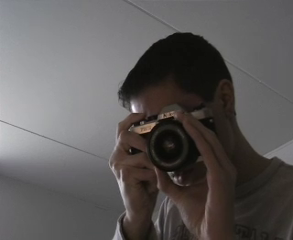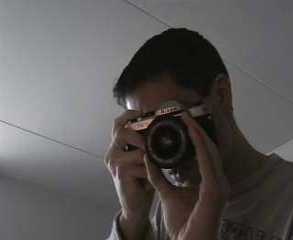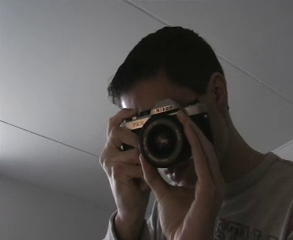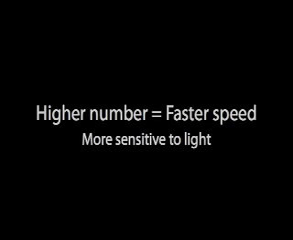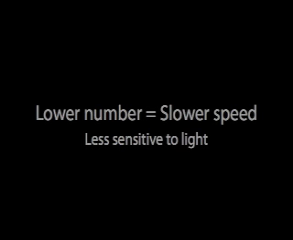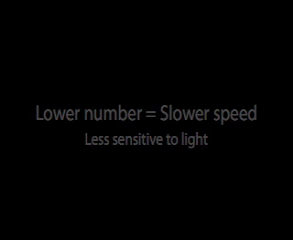When shooting photographs, it is very important to note what kind of film speed you are using. The ISO film rating tells you how fast or slow the film is. The higher the number, the faster the film, and the more sensitive it is to the light. The lower the number, the slower the film, and the less sensitive to light.